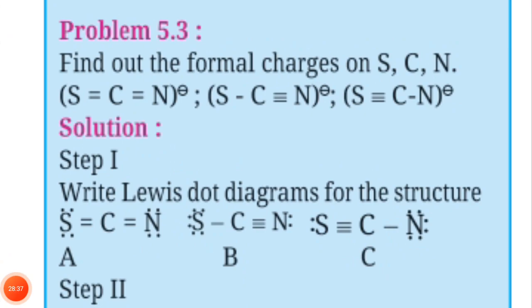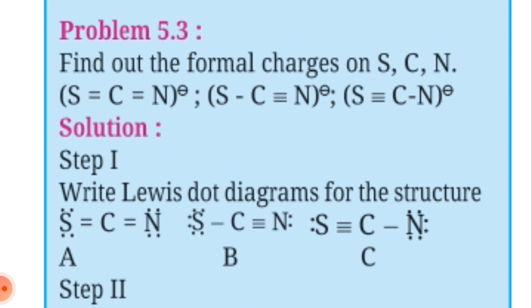Problem: find out the formal charge on sulfur, carbon, nitrogen. Sulfur double bond carbon double bond nitrogen minus. Sulfur single bond carbon triple bond nitrogen minus. Sulfur triple bond carbon single bond nitrogen minus.